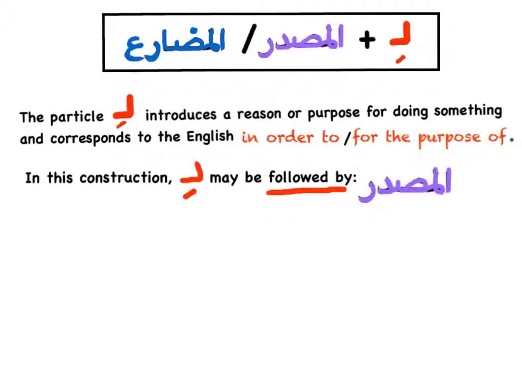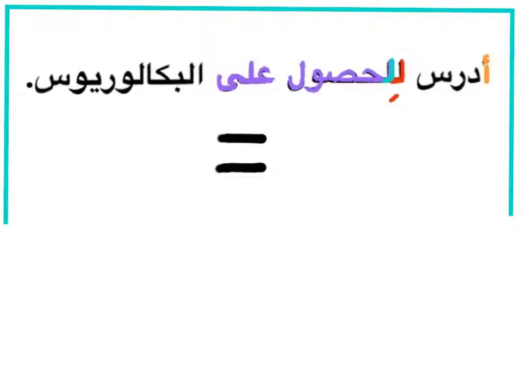In this construction, لي may be followed by المصدر. Let's look at it. أدرس للحصول على البكالوريوس. As you can see, الحصول على, I hope you still remember, الحصول على is the مصدر and this is the particle ل, so I study to get my baccalaureate.